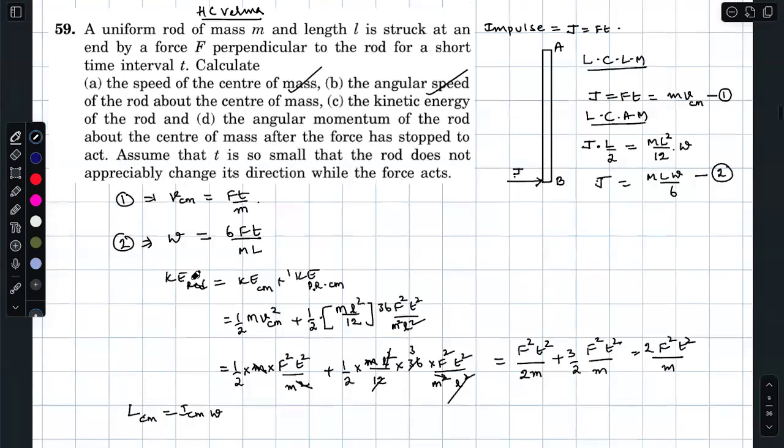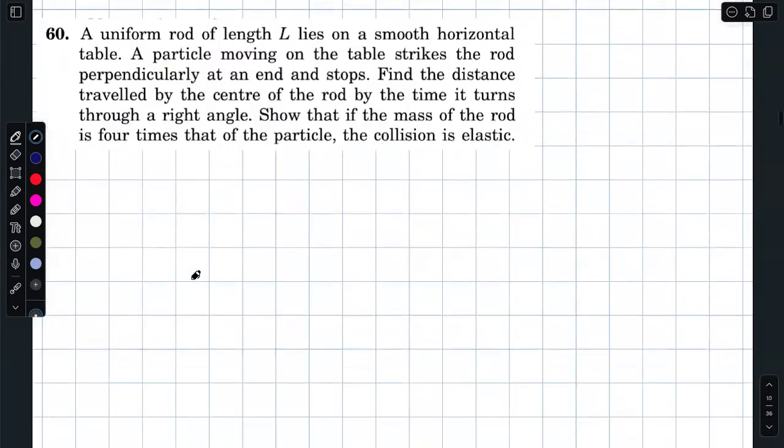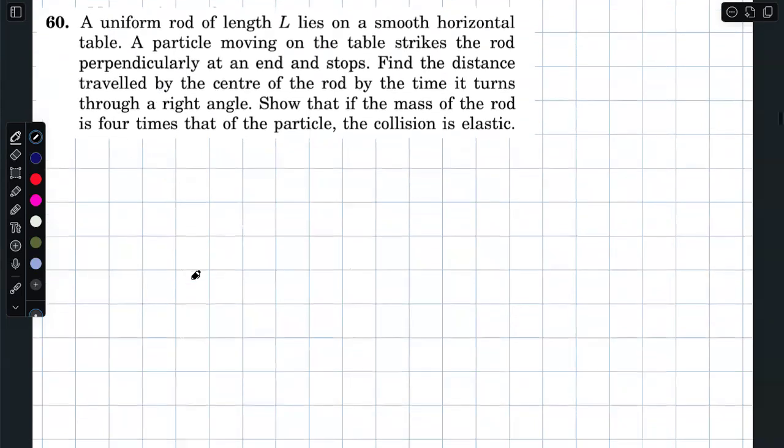I'm going for the next question. Now try this question. They're all very good questions actually. A uniform rod of length L lies on a smooth horizontal table. A particle moving on the table strikes the rod perpendicularly at an end and stops. Find the distance traveled by the center of the rod by the time it turns through a right angle, given that the mass of the rod is 4 times that of the particle and the collision is elastic.